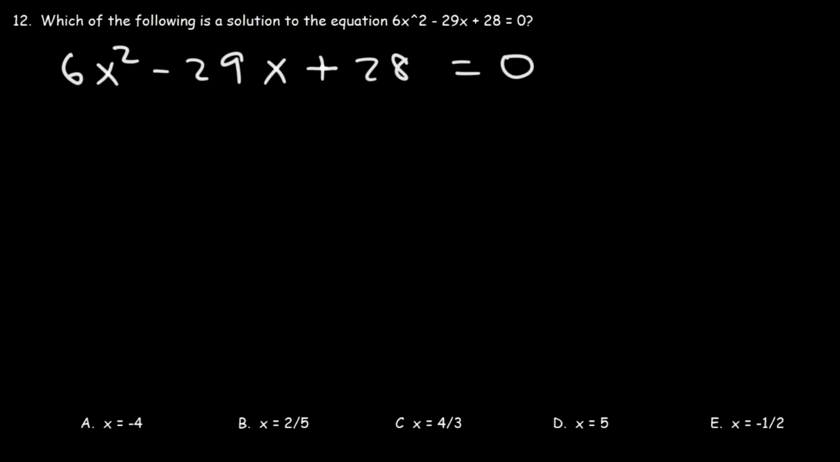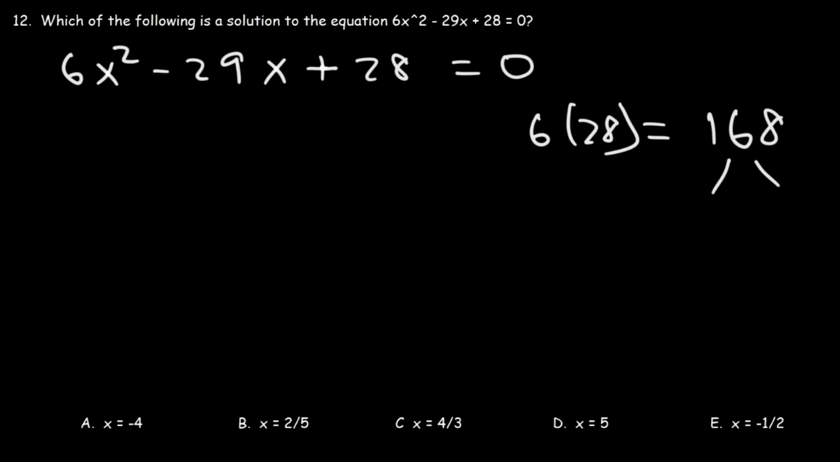So let's factor it first. Let's multiply the leading coefficient by the constant term. So what is 6 times 28? 6 times 20 is basically 120. If you have 6 $20 bills, that's $120. 6 times 8 is 48. So 120 plus 48, that's going to be 168. Now, what two numbers multiply to 168 but add up to negative 29?